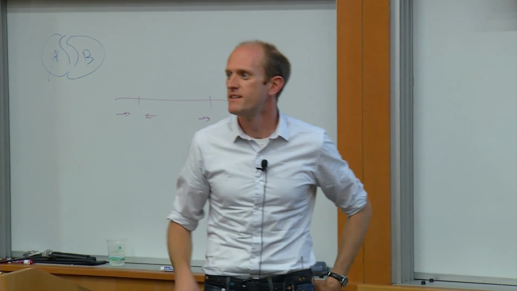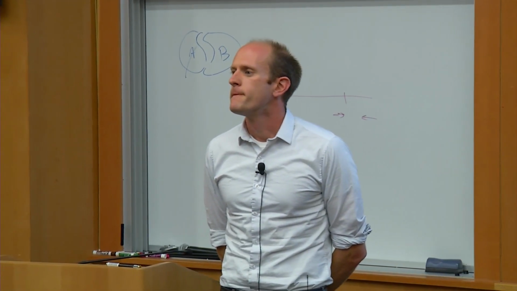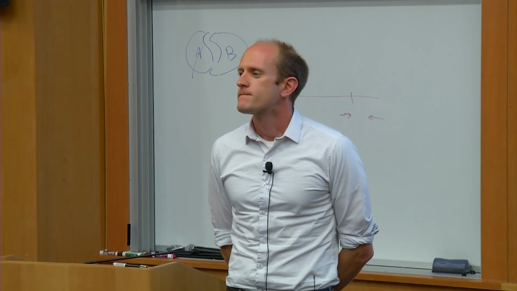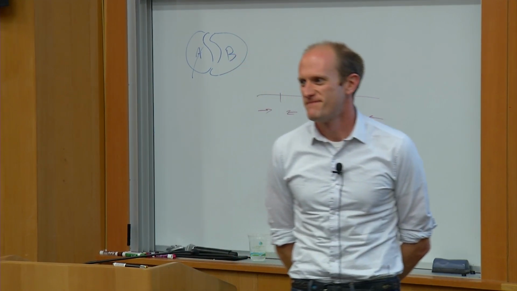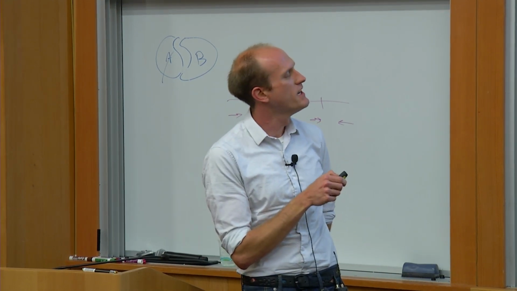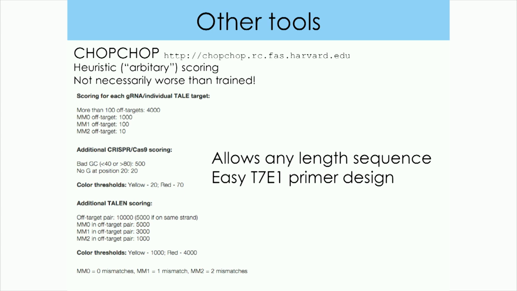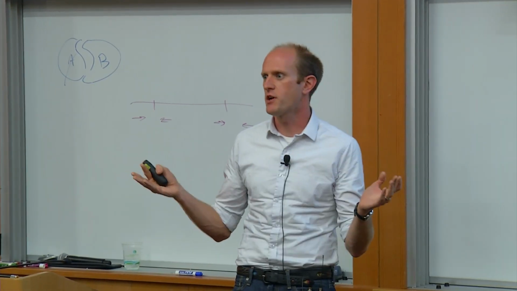Yeah? If these scoring methods are heuristic in nature, are they at least linear in scale? No. So these are not really based as much on patterns in the guide. They're more based on mismatches, bad GCs, things like that. So these are nonlinear, and they're really trying to just get you to look at certain guides.